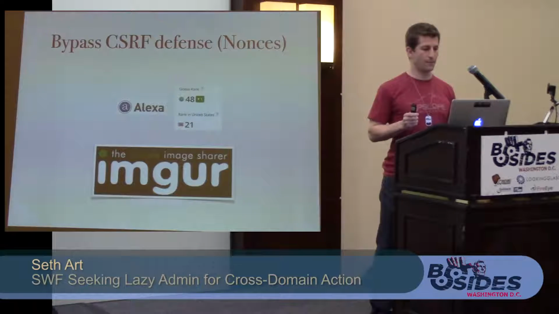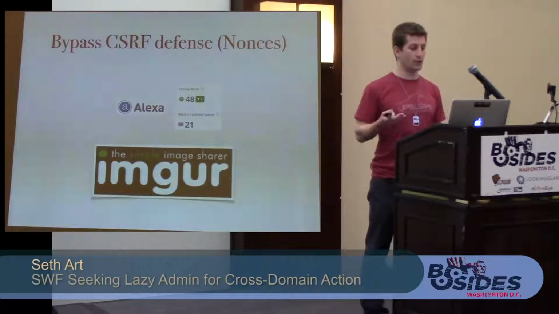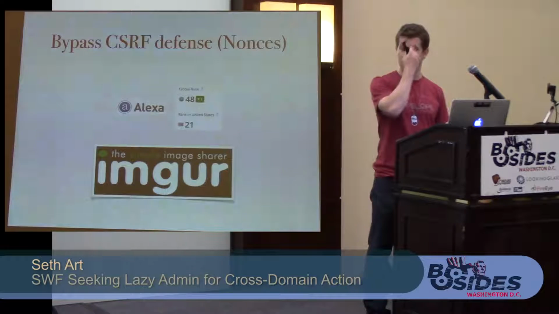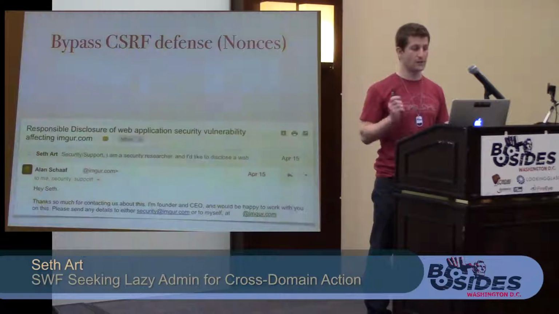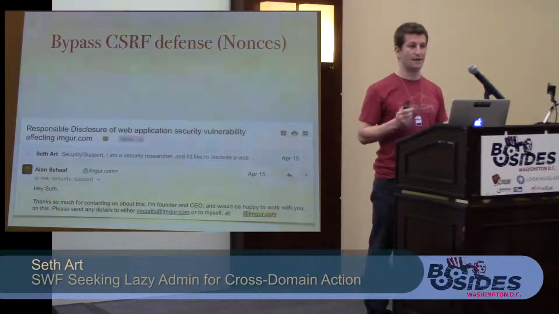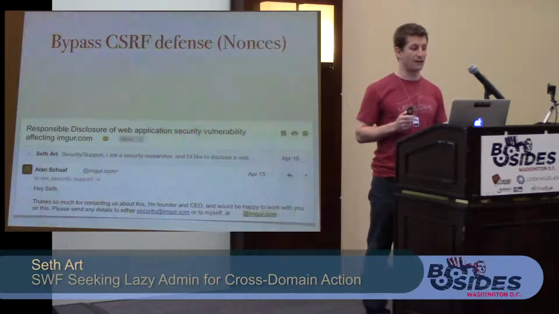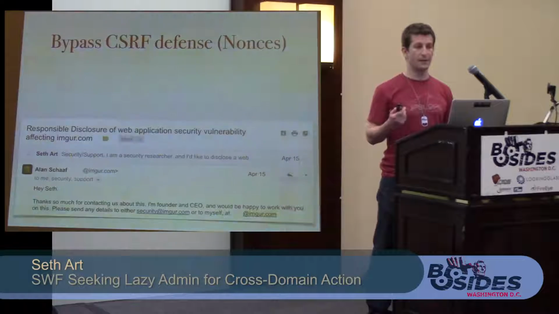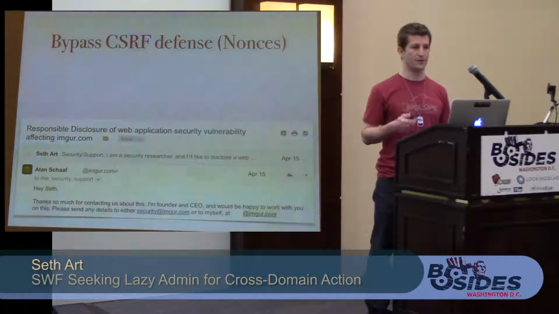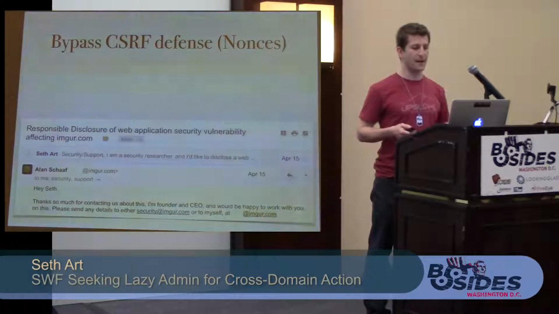Okay, so this is the next example, Imager, and another little story about Imager. I sent this disclosure email to Imager at 11:29 p.m. Two minutes later, I got an email back from Alan Schaff, the founder and CEO, saying that he'd be happy to work with me. Please send him more information. I sent him the proof of concept, and by 12:15 a.m., he wrote me back saying he fixed the vulnerability.